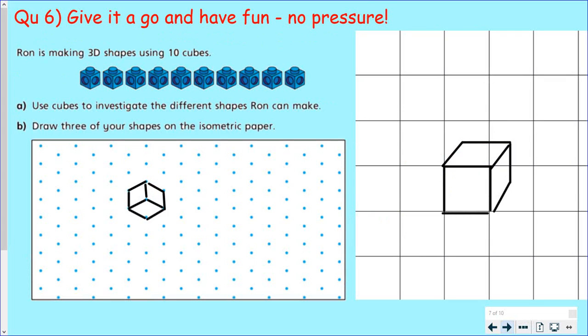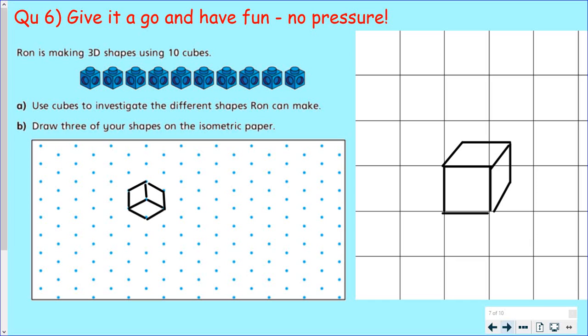Okay, there's one question on silver, question 6, that's a bit tricky. So you've got permission from me, give it a go, have a bit of fun. There's absolutely no pressure with this question. Okay, it's very difficult. If we were in school, I'd be saying, here's 10 cubes, make the shapes. But I can't give you all 10 cubes at the minute, so you're going to have to go on to the drawing bit. But just have a go. It doesn't matter if you don't get it right.